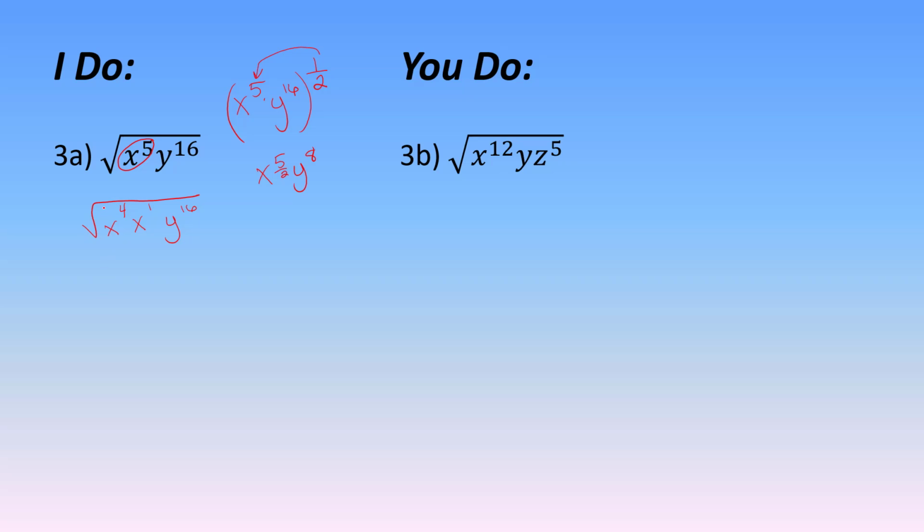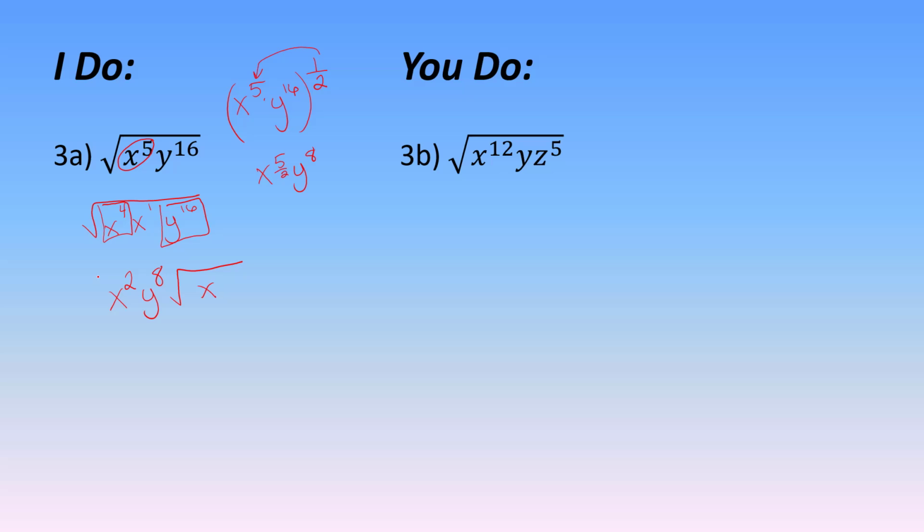So let's circle or square anything that's got an exponential power that's even. Those are the items that will square out perfectly. So x to the 4th power, half of those become x squared outside the radicand. Y to the 16th power becomes y to the 8th outside the radicand. And now we just write what's left inside the radicand, x to the 1st power.